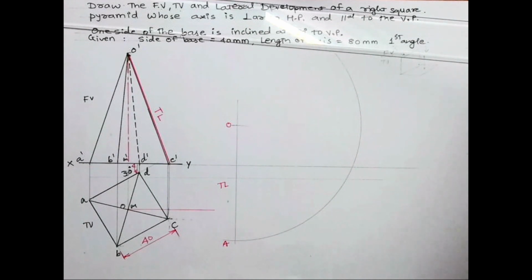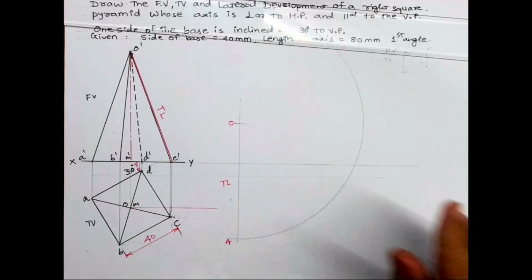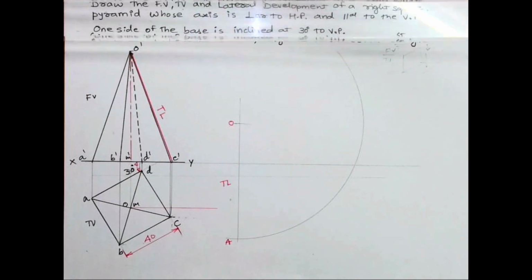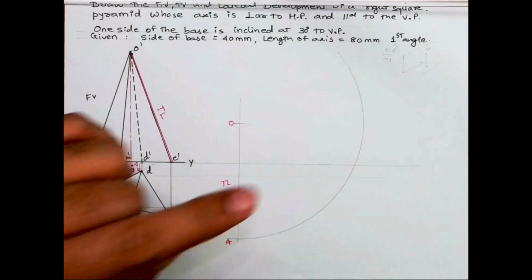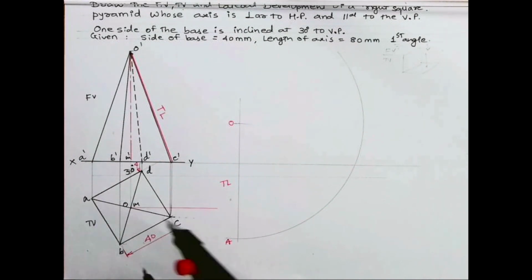Now I'll take A to B. How much is A to B? 40. So I'll take A to B, B to C, C to D, D to A. Four times I'll cut 40, 40, 40. See, we got the true length. Now I'll take A to B and I'll cut.